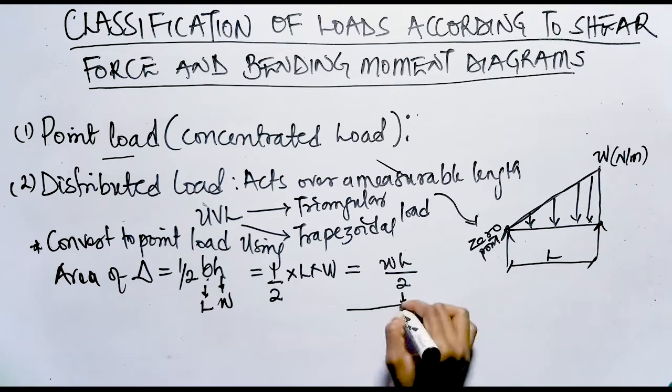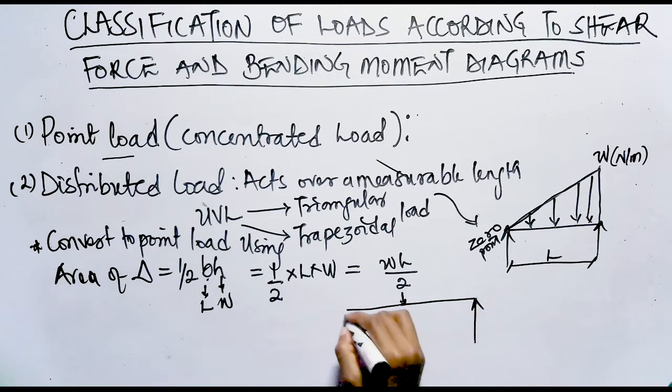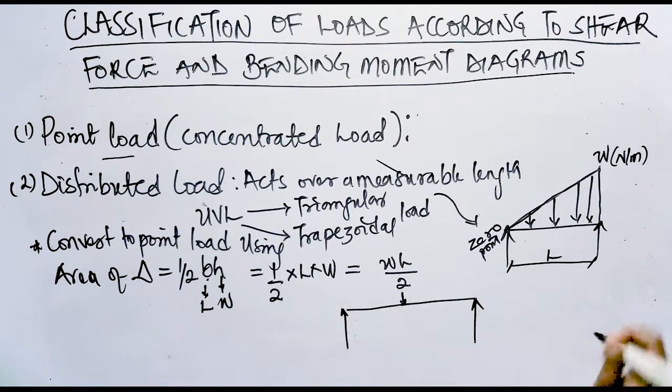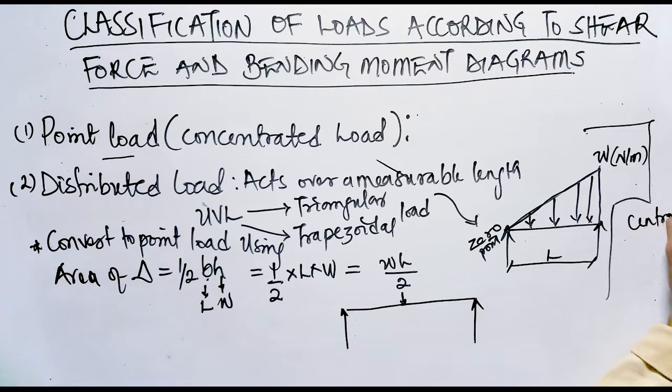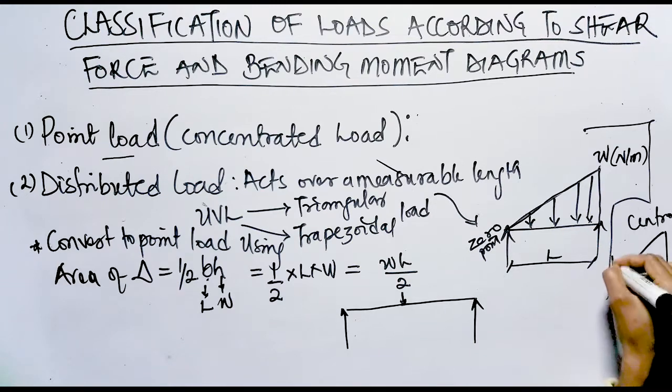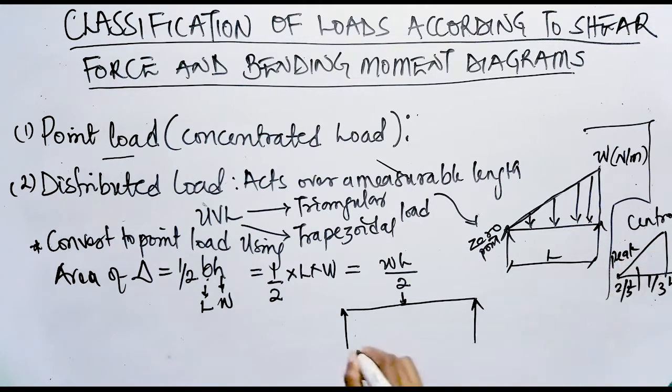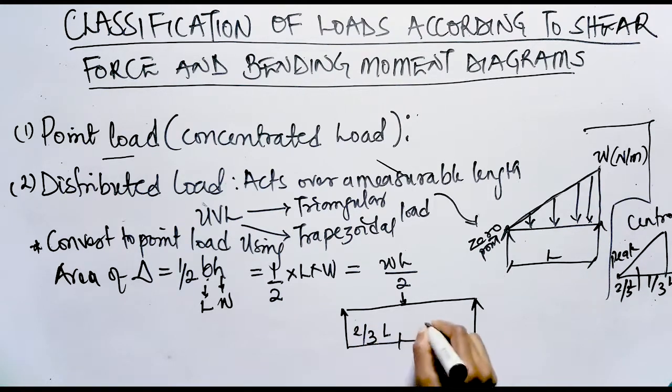Point load is going to act at the centroid of the beam. For a triangular load with span L, the centroid is going to be 2/3 of L from its peak and 1/3 of L from its base. And then we'll have our converted point load as WL/2. So that's how to convert a triangular load to a point load.